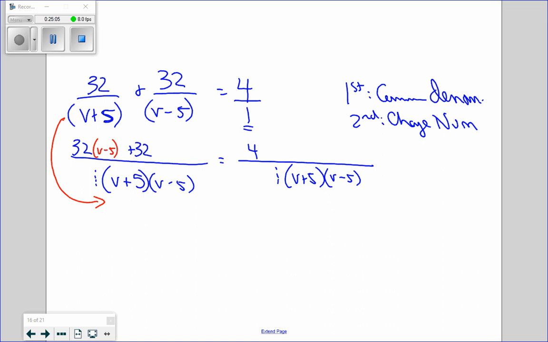What was this one changed to? What was added in? A V plus 5. So I have to go 32 times V plus 5. What happened with this one? Everything. So it needs everything.